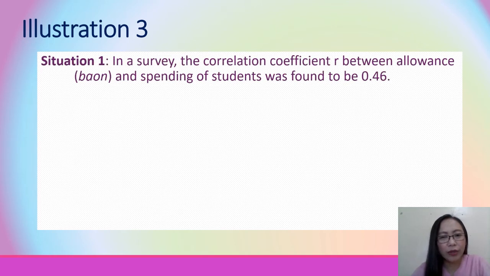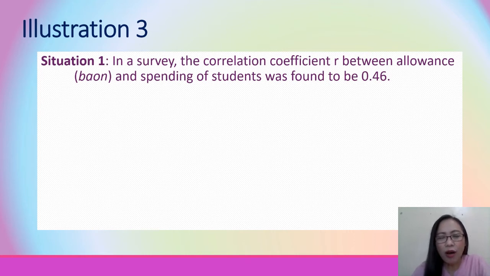Let's look at our next illustration here. We are given some situations and are going to interpret them. In a survey, the correlation coefficient R between allowance or baon and spending of students was found to be 0.46. Our R here is 0.46. Now, let's try to analyze this. Is it positive or negative? You can see it's positive.